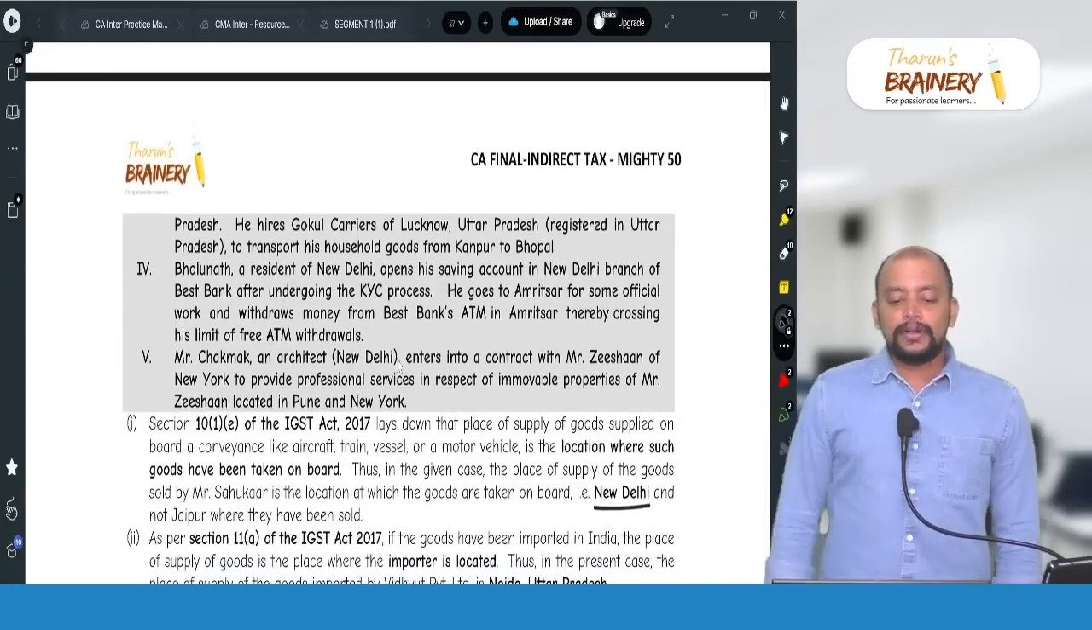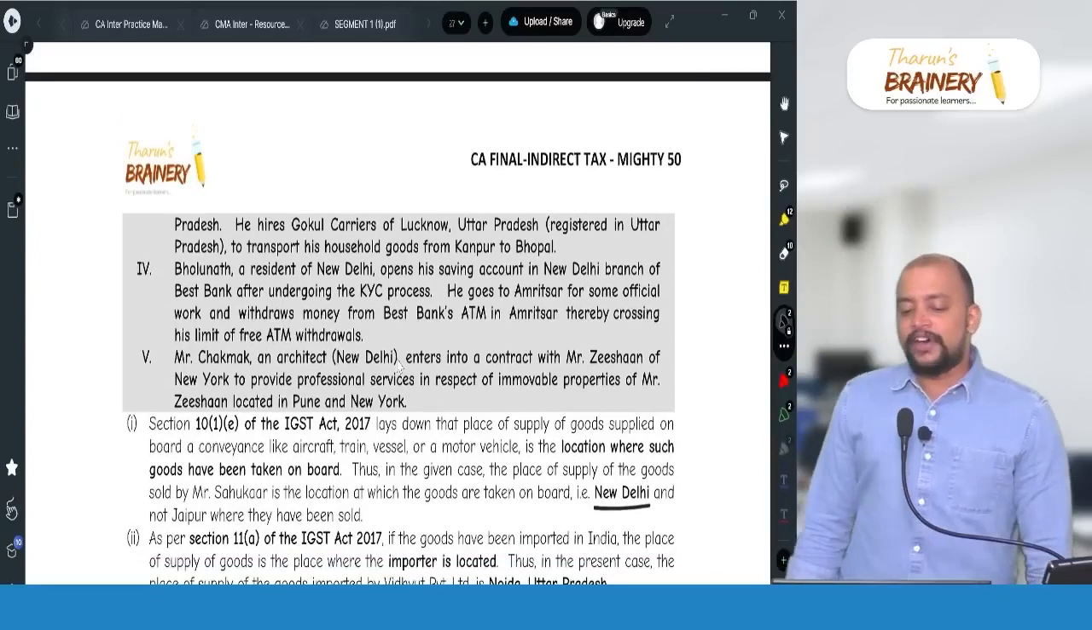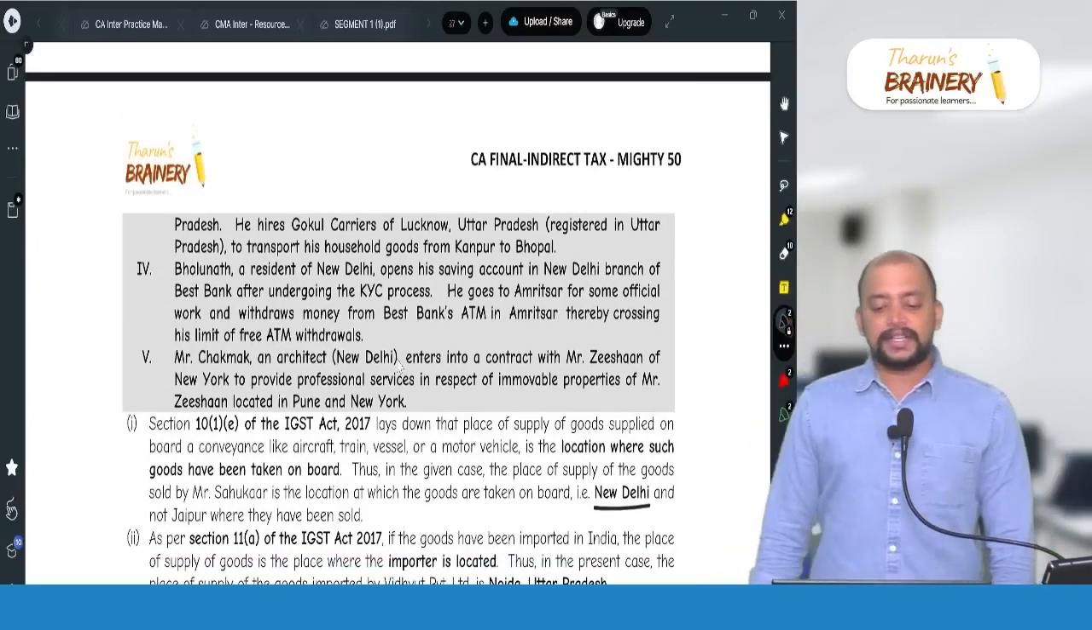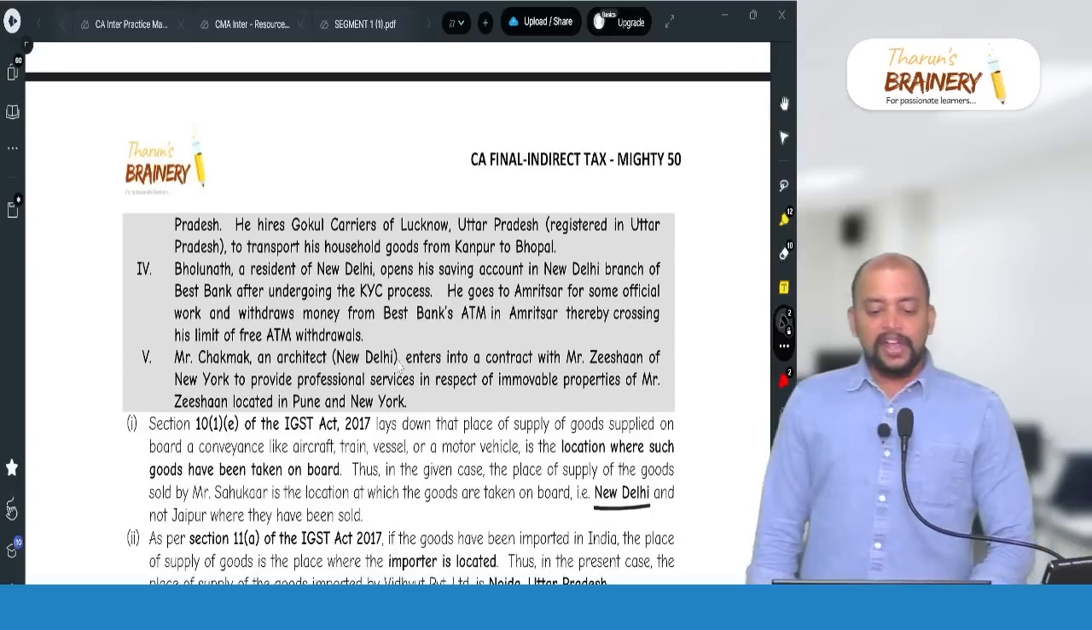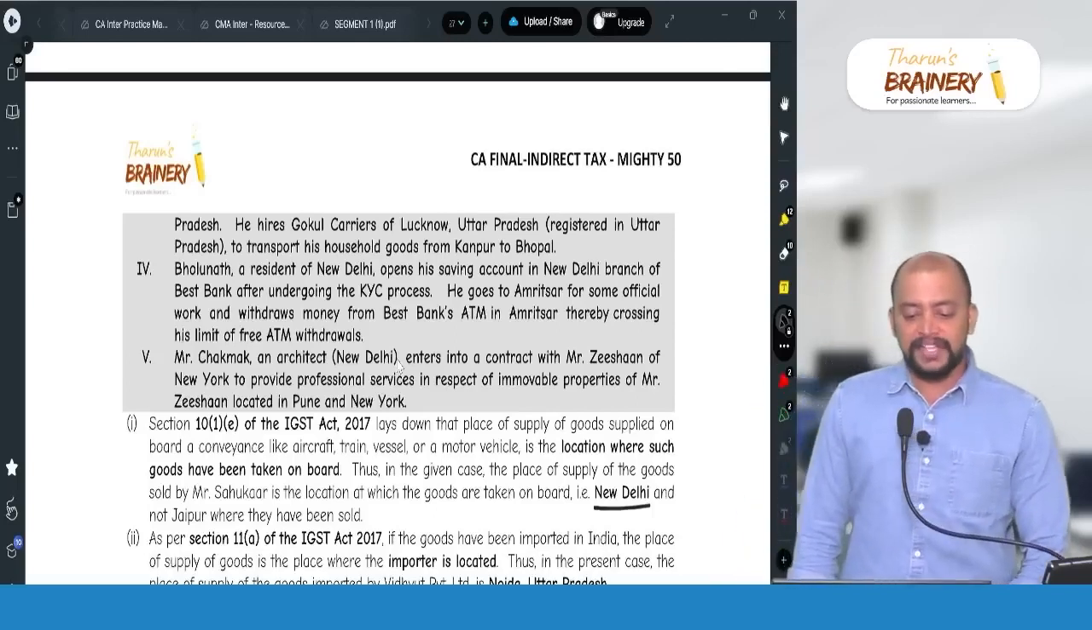Then, 4, Bholunath, a registered person of New Delhi, opens his savings account in the New Delhi branch of Best Bank after undergoing the KYC process.